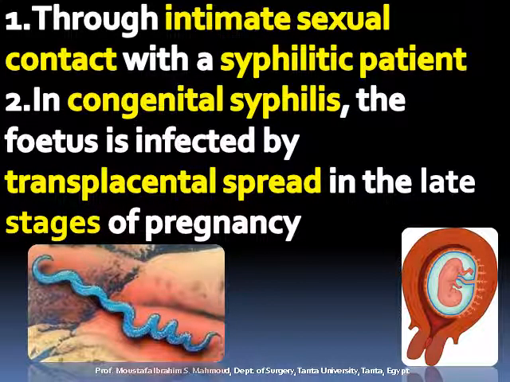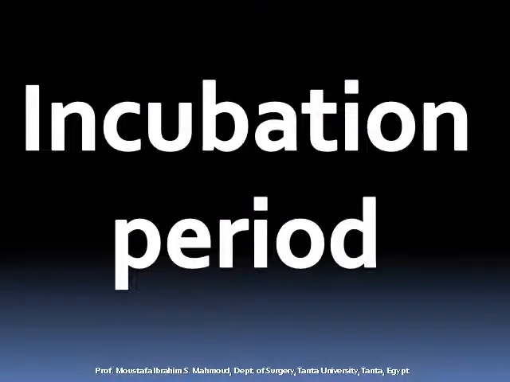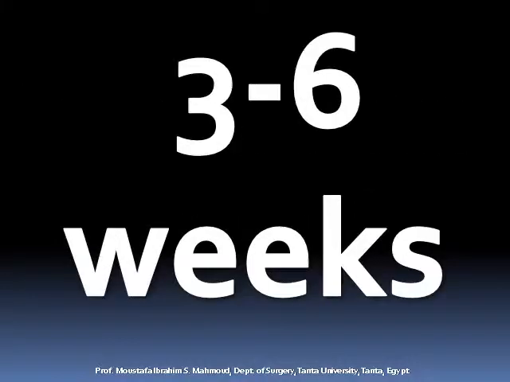The mode of infection: through intimate sexual contact with a syphilitic patient. In congenital syphilis, the fetus is infected by transplacental spread in the late stages of pregnancy. The incubation period, 3 to 6 weeks.